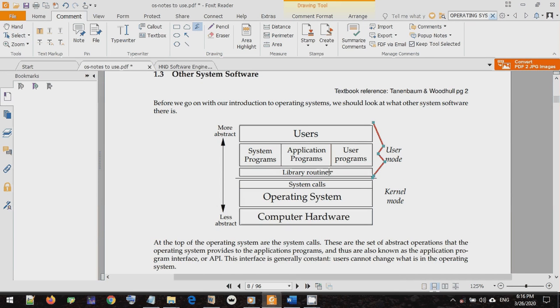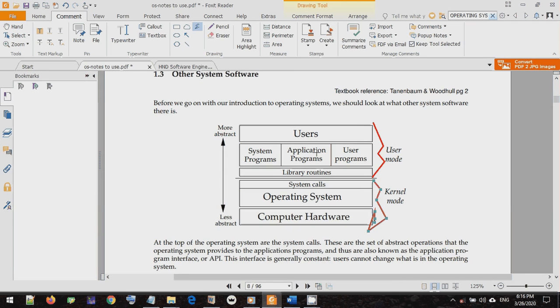You notice that in the user mode we have the users and the application software. There are several forms of application software. We have system program, application program, and user program, which contain library routines. These library routines are important libraries which provide sub-functions to each of these user programs. Now, in the kernel mode we have the system calls.